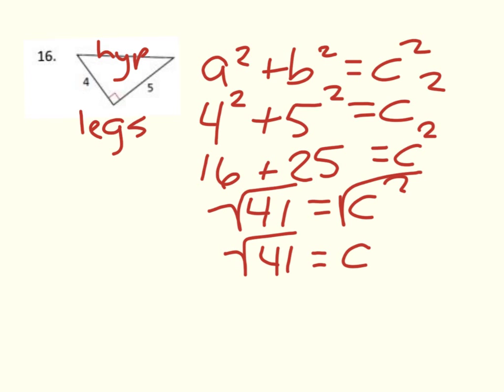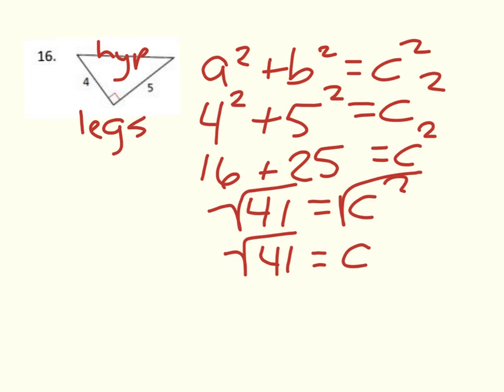I want to check and see if I can simplify it down. Can't divide by 2, can't divide by 3, can't divide by 5. 7 doesn't go in, 11 doesn't go in, 13 doesn't go in, and I'm pretty sure if I keep going, 41 is a prime number. So square root of 41 would be our final answer.